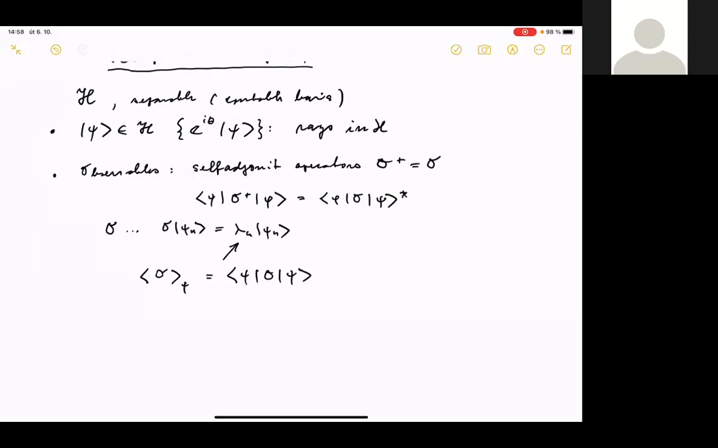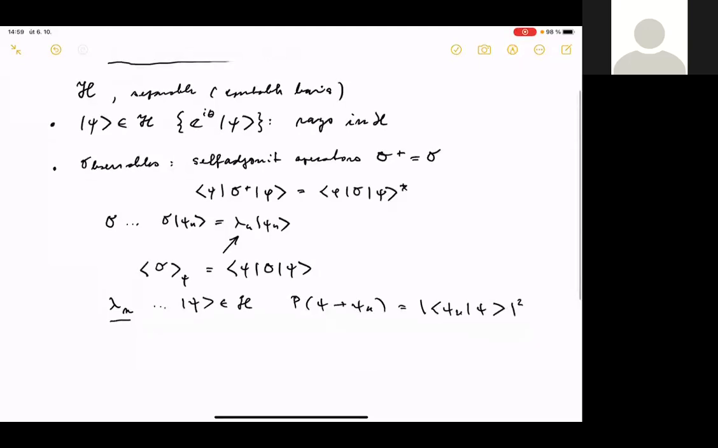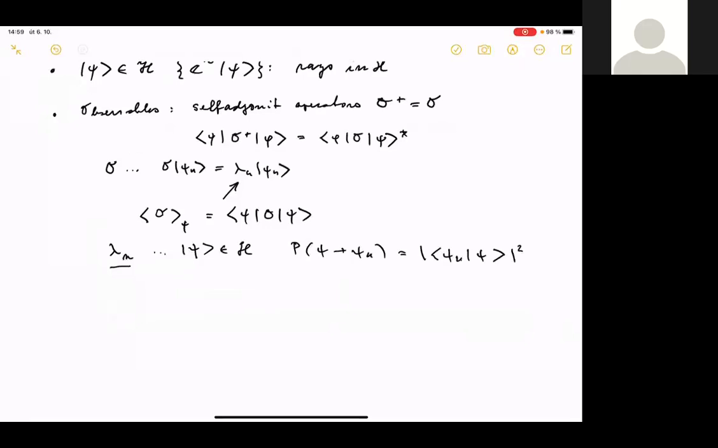We can also calculate the probability of measuring the eigenvalue lambda n when the system is described by the state psi. This probability can be obtained as the square of the probability amplitude, which we obtain as a scalar product of the eigenstate psi n corresponding to this eigenvalue lambda n with the state vector psi. And the probability is the square of the modulus of such an amplitude.